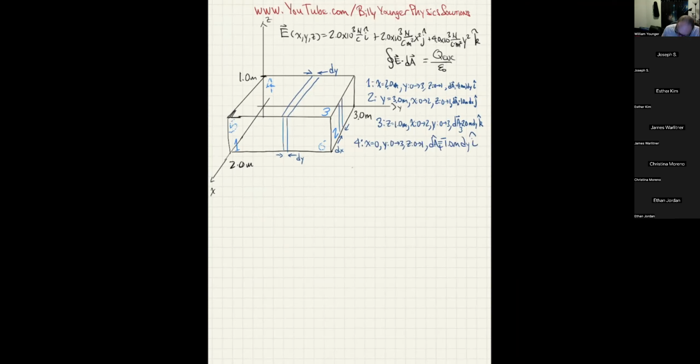Okay. Surface number 5, which is the opposite of 2. So it's going to look mostly like 2. But in this case, the actual y value is equal to 0. The x is going to go from 0 to 2, and the z is going to go from 0 to 1.